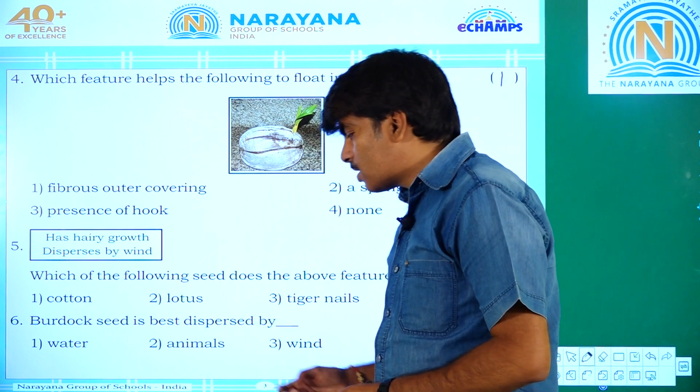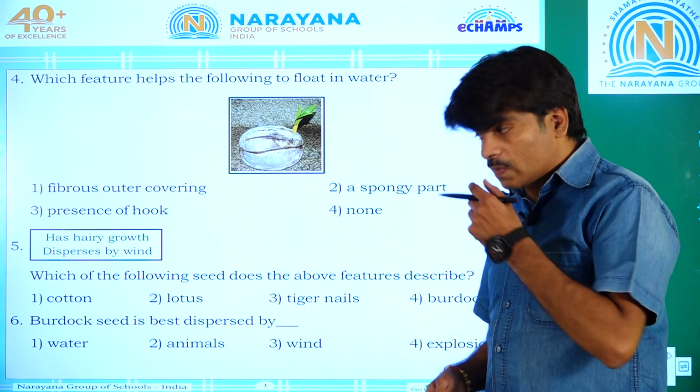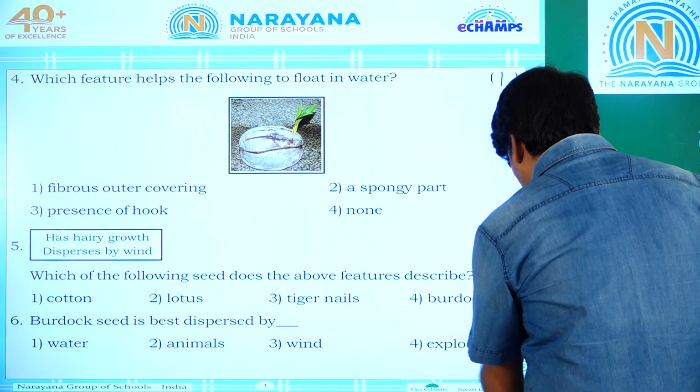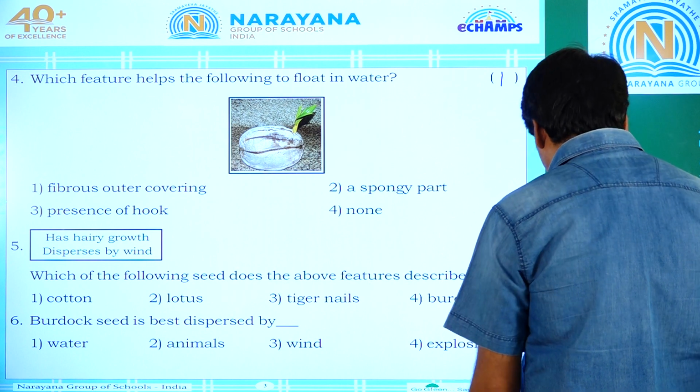Bird rock seed is best dispersed by how? By animals. Option 2.